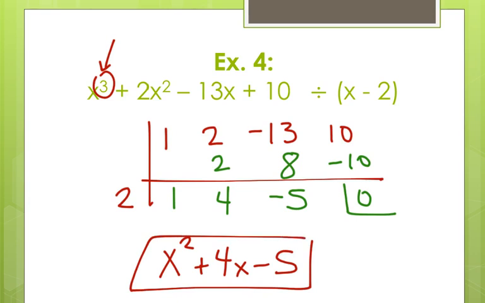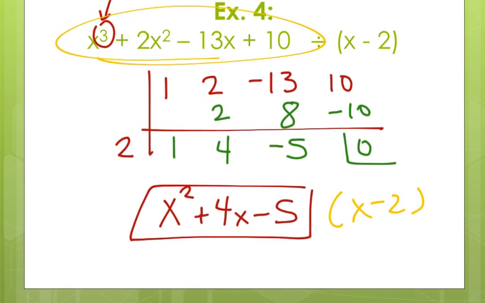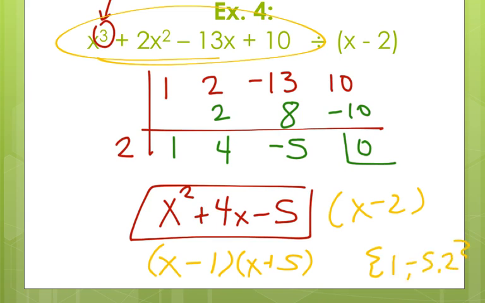Now that means that (x squared plus 4x minus 5) times (x minus 2) is going to give me that cubic function that I had. If I wanted to know what the roots were, I would need to continue and maybe factor this into something that I could find what the rest of the roots are, and so then I could find out that my roots of this function were 1, negative 5, and 2. So those are the 3 zeros of this function.